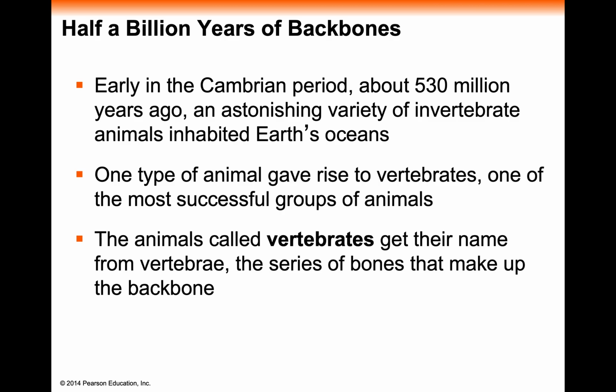So early in the Cambrian period, about 530 million years ago, an astonishing variety of invertebrate animals inhabited the Earth's ocean. So actually, I misspoke there. That's the invertebrates in the ocean. So one type of animal gave rise to vertebrates, one of the most successful groups of animals.